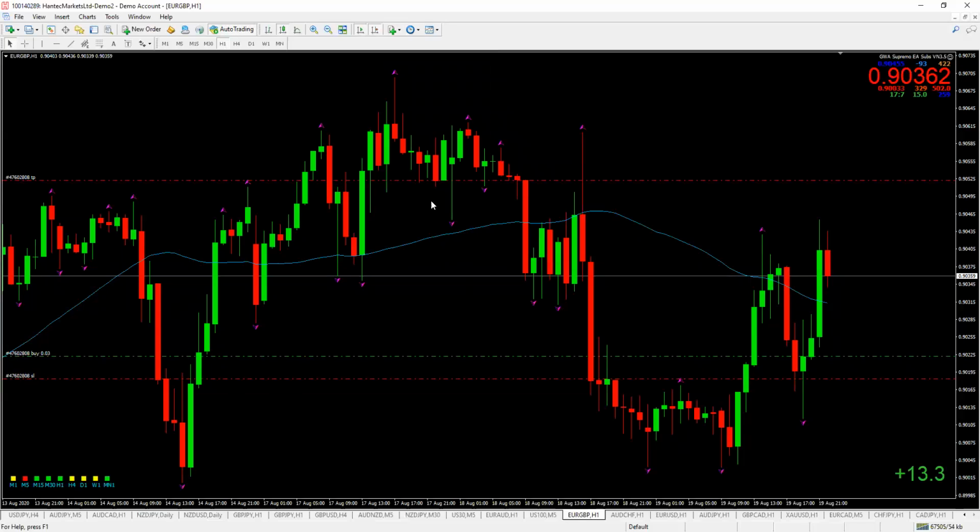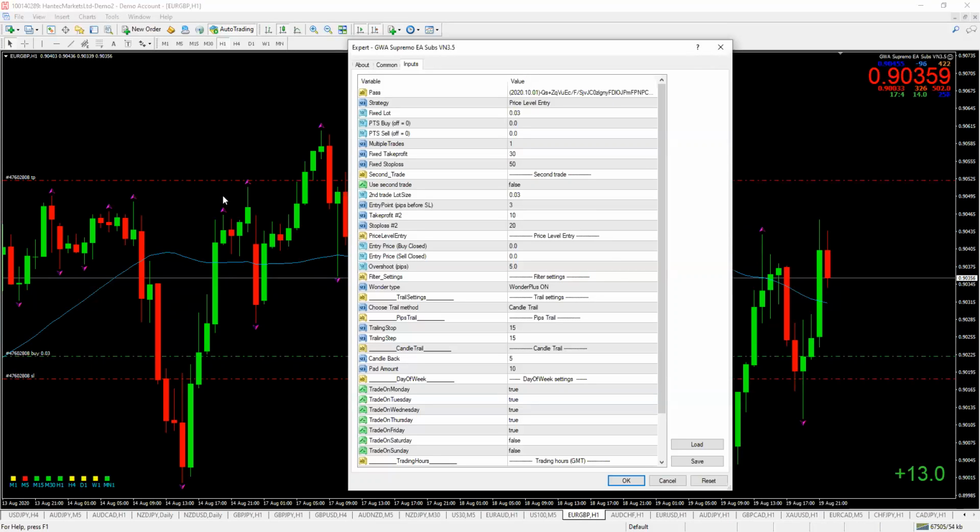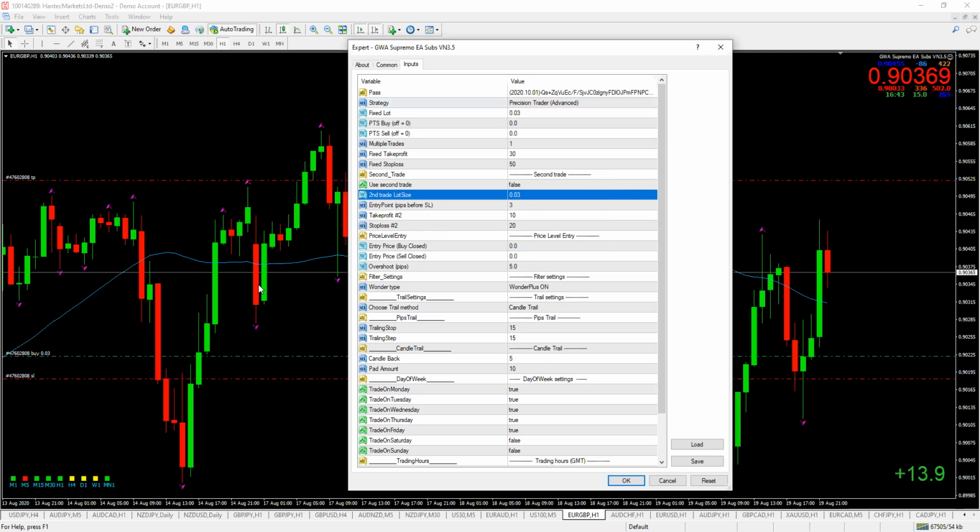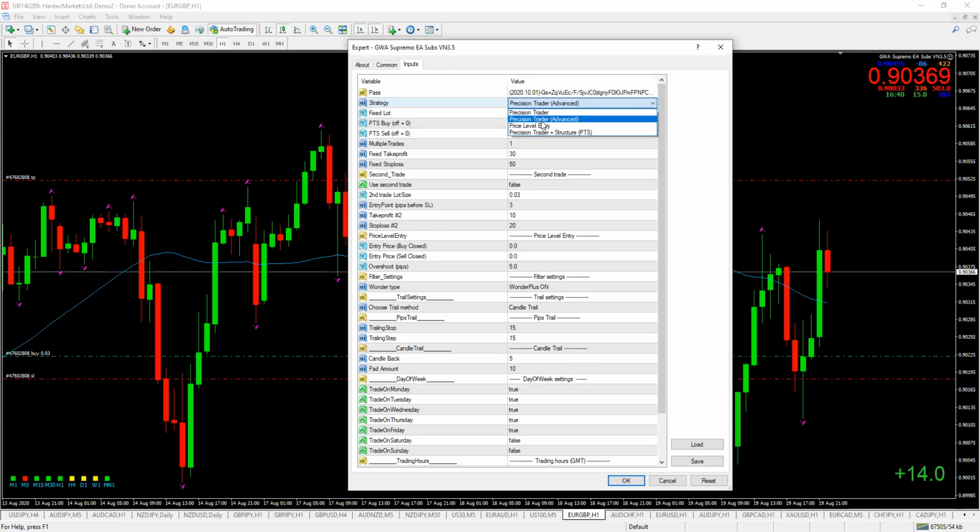But obviously, wherever you want it to trigger, you have to place it under the price level entry. Be sure to choose that, because that's only when this will be activated. If you were to choose something else, maybe like Precision Trader Advanced, that would be a different entry strategy.